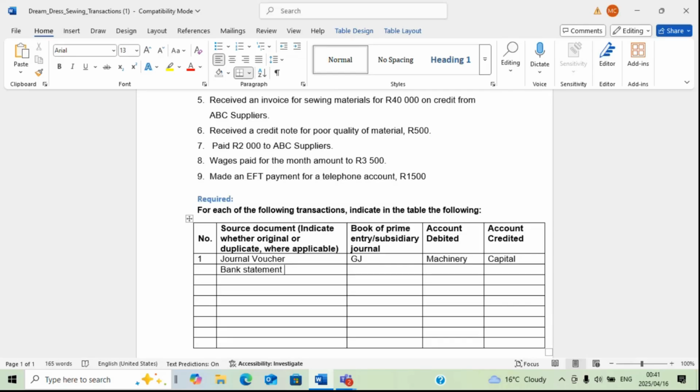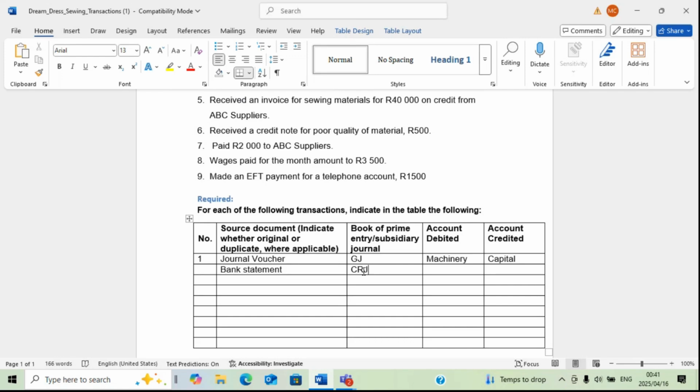Bank statements, right? And then where are we going to record in terms of the book of prime entry or subsidiary journal? We are going to record this in the cash receipt journal, CRJ, because we are receiving money into the business from the owner. So there's the receiving of money right there, right?